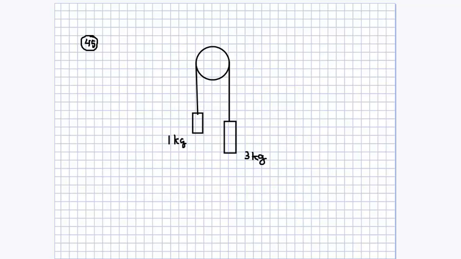This is a problem we've seen a few times before. I break it down into little parts for you. Part A is, which way will the system accelerate, right or left? I think you can see that it must accelerate that way, to the right. Part B, let's figure out the gravity force on each one. This mg is 9.8 newtons. This mg is 29.4 newtons. That's just m times g.